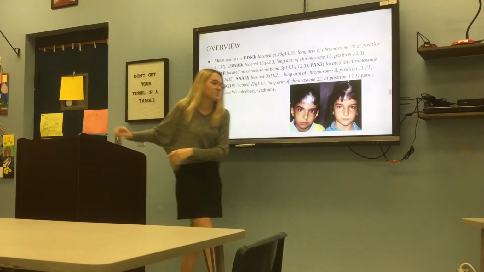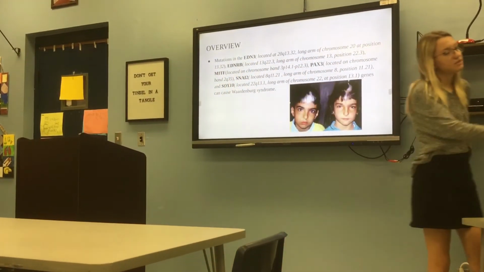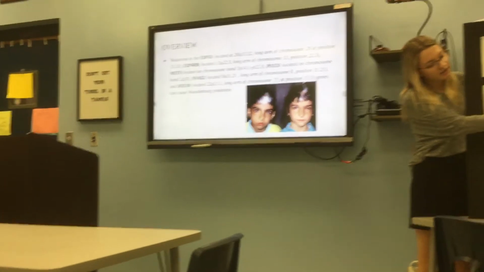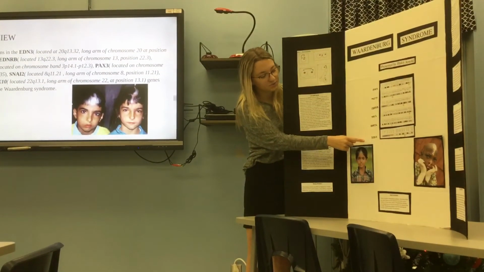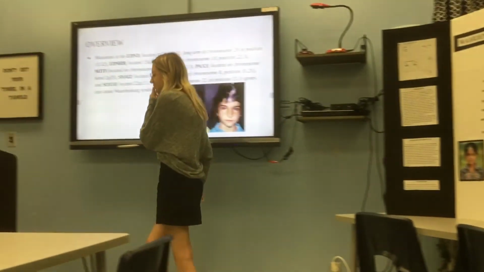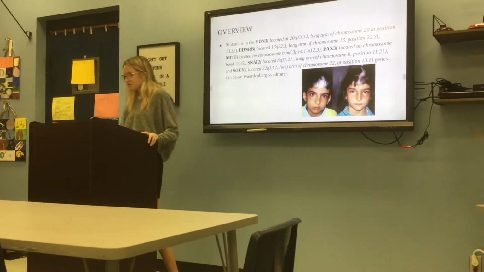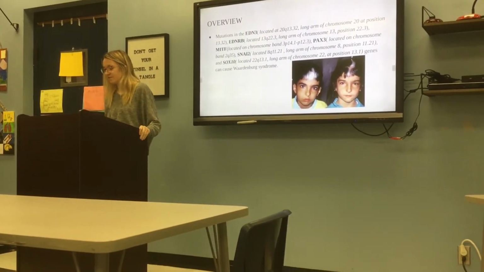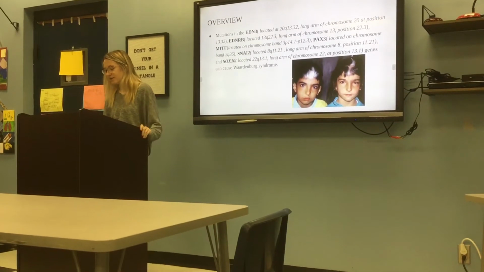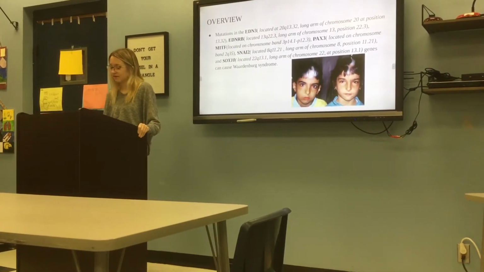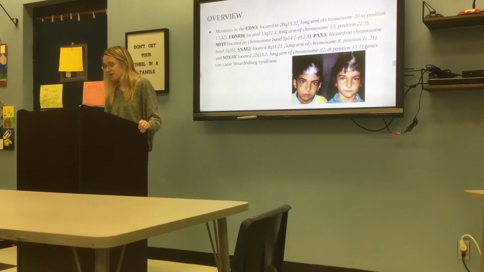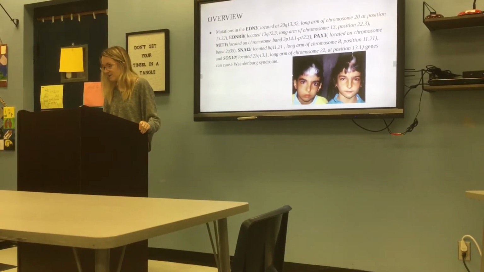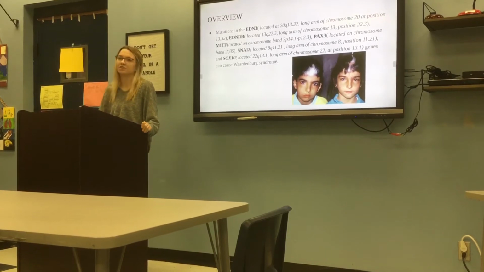Waardenburg syndrome is caused by mutations in the EDN3, MITF, EDNRB, PAX3, SNAI2, and SOX10 genes. Six different genes on six different chromosomes. These genes are involved in the formation and development of several types of cells, including pigment-producing cells called melanocytes. Melanocytes make a pigment called melanin, which contributes to skin, hair, and eye color, and plays an essential role in the normal function of the inner ear.